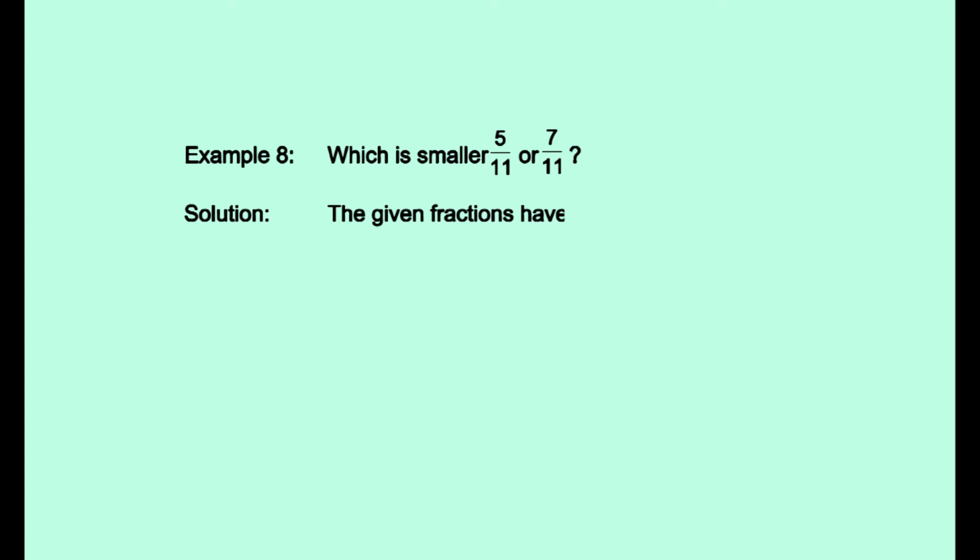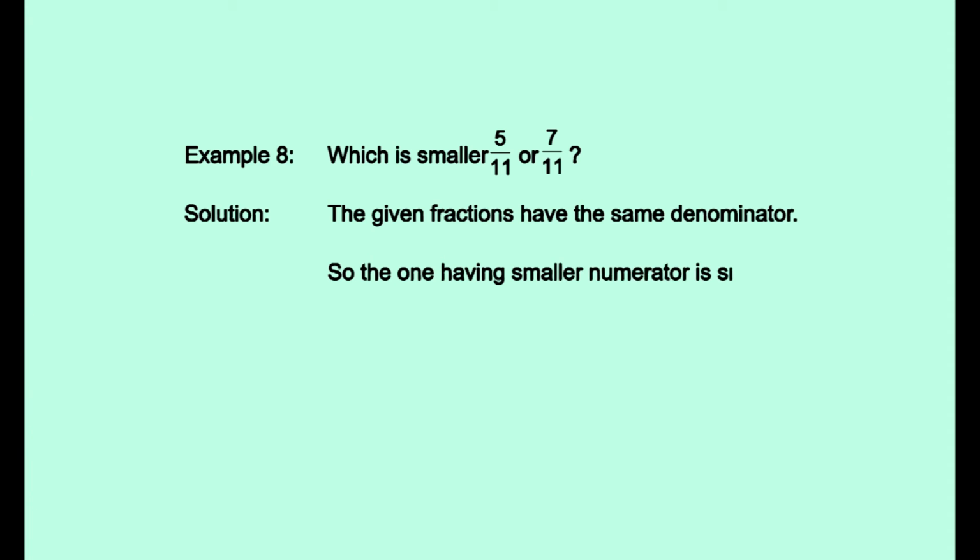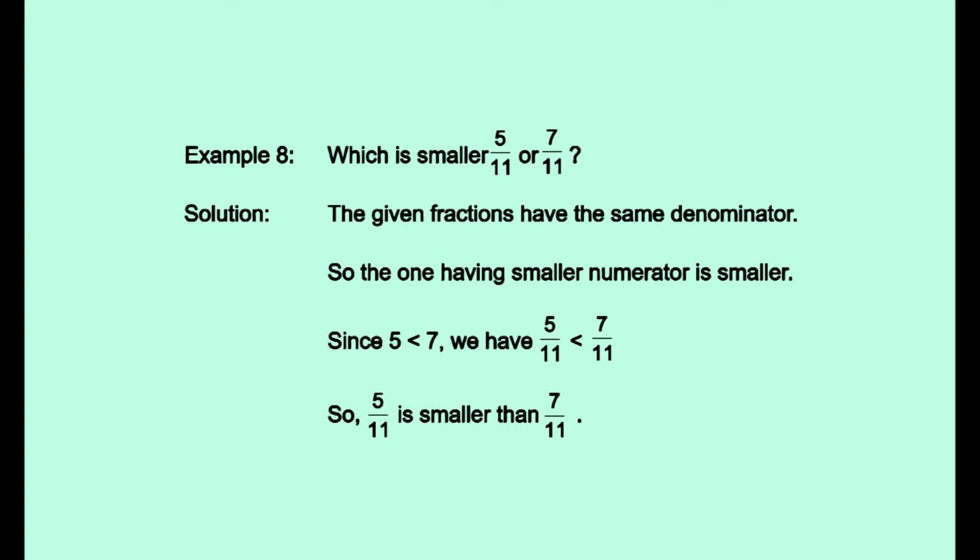Example 8. Which is smaller, 5/11 or 7/11? Solution. The given fractions have the same denominator, so the one having smaller numerator is smaller. Since 5 is less than 7, we have 5/11 less than 7/11. So 5/11 is smaller than 7/11.